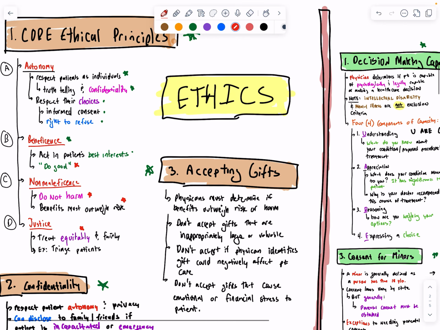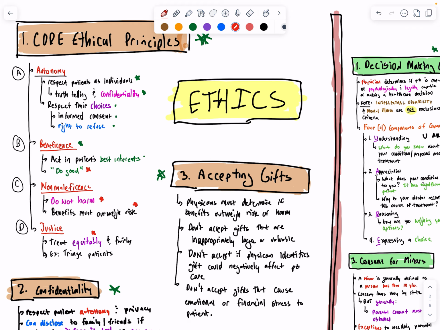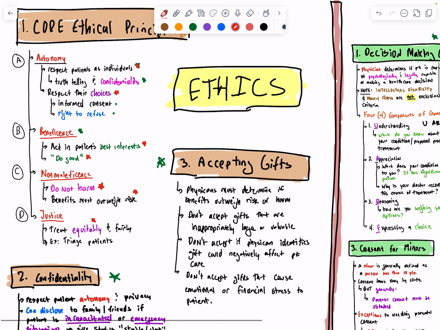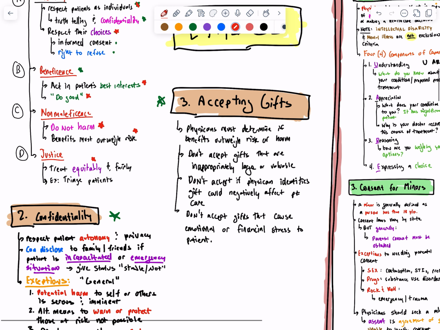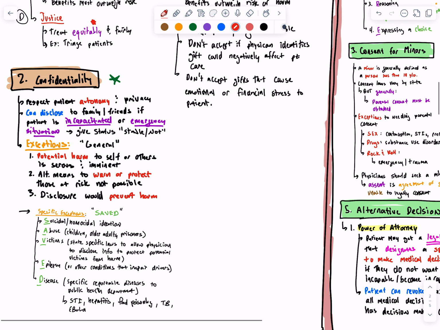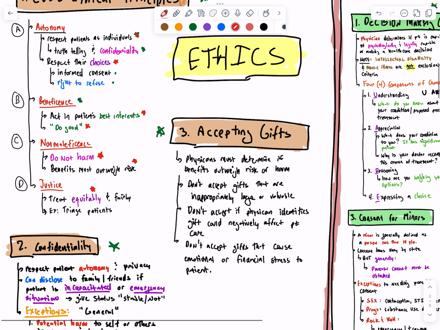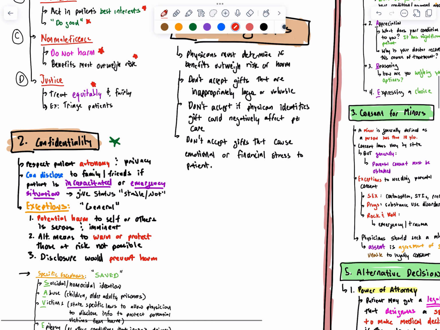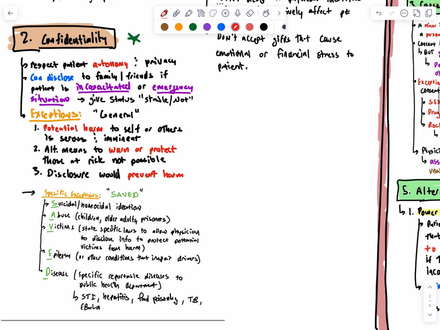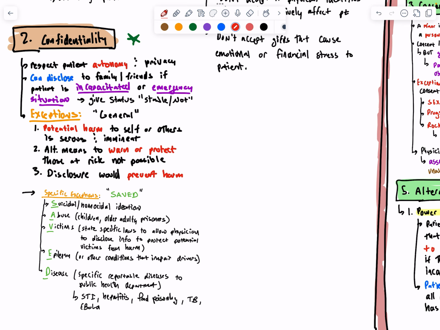All right, so autonomy, respect patients as individuals, respect their choices, the right to refuse. Beneficence, act in the patient's best interest. Non-maleficence, do not harm, benefits must outweigh risk. And then justice, treat patients equitably and fairly, triage patients. All right, so then more with confidentiality, we said this is an important part of autonomy in particular. So confidentiality, respect patients' autonomy and privacy.